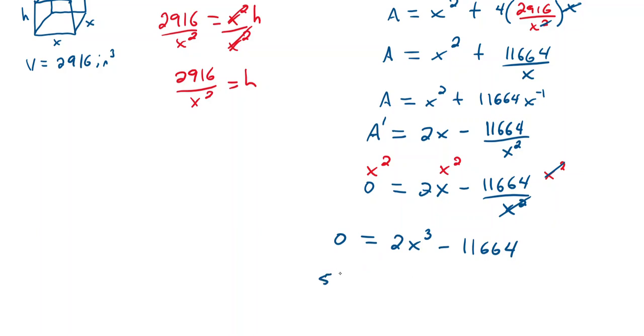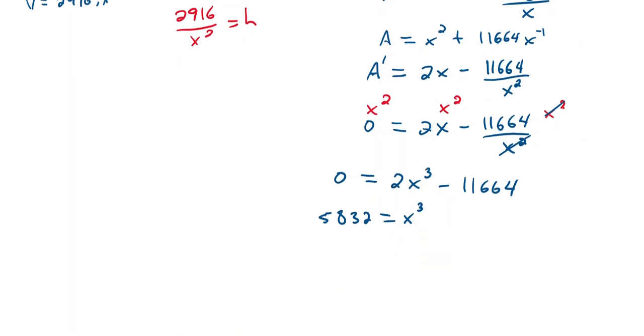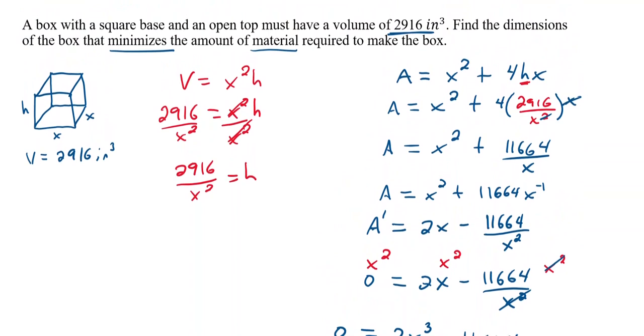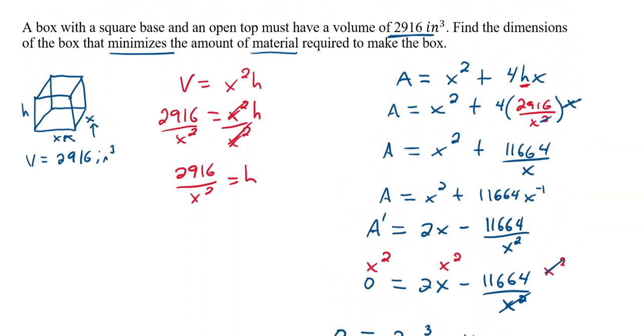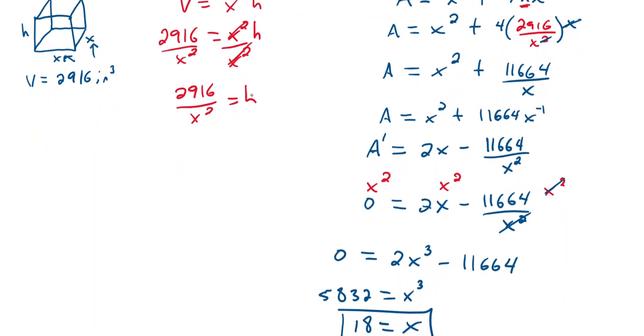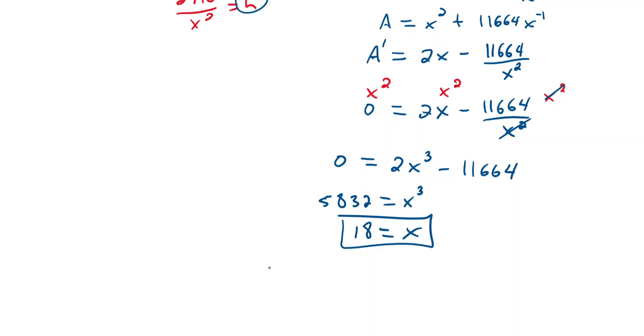A little bit of algebra here, which I'm sure you can do at this point, and we'd get 5,832 is equal to x cubed, and then you would take the cube root, so we get a value for x of 18. Now that we have that value of x, this should be 18 by 18. Then we can throw this into our equation for h that we already rearranged. So h would just be 2,916 divided by 18 squared. So the height would be 9.